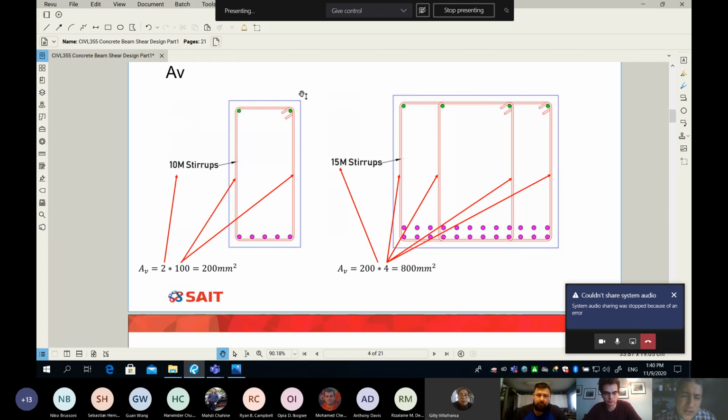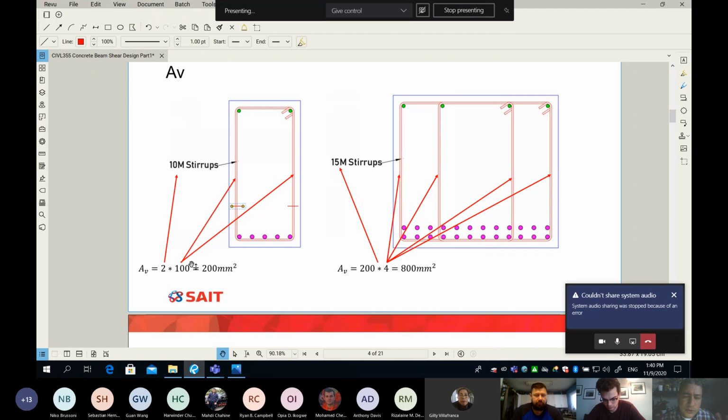But in general, look at this. This beam on the left, we have a 10M stirrup, and you can see I have 2 legs, which means I need to tear this leg. I need also to tear this leg, and it means my A_V will be 2, and you can see. Actually, I'm mistaken. I should have replaced those.